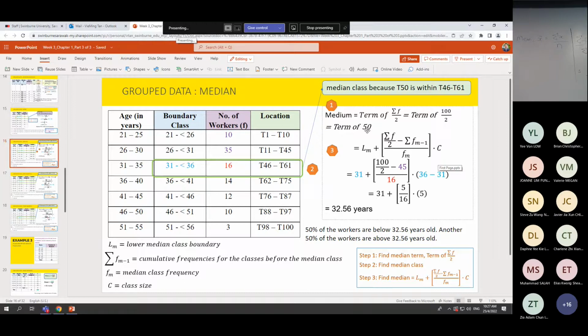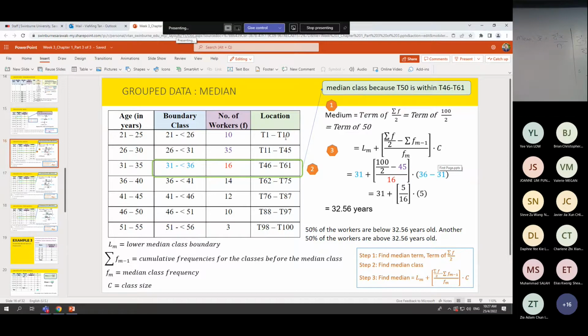Okay, all right. So where now? The next step is to identify the median class. Which class is the median class then? Okay, we know that the first class is from T1 to T10. The workers with the lowest age are within this class. How to get T1 to T10? It is because of the frequency 10 here. So that means the 10 youngest workers are in this class. Okay, first class, T1 to T10.